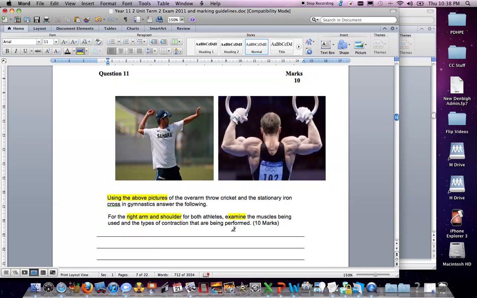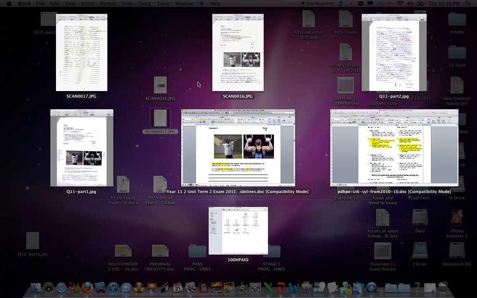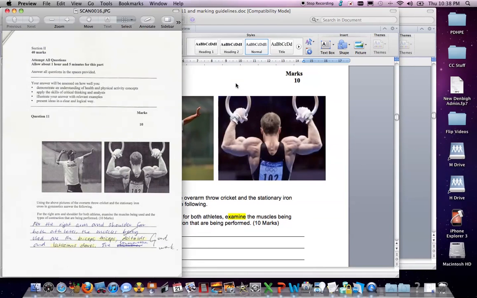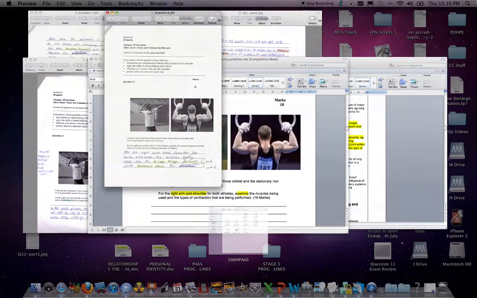If we have a look at a couple of the sample answers that have been provided, the first one, the pleasing part of this one, is that it's indicated very straight up that the right arm and the right shoulder for both athletes is being looked at, and the muscles have been identified there. Some boys failed to identify both the arm and the shoulder, so that was an obvious thing for the marker to see that they've understood the arm and the shoulder.